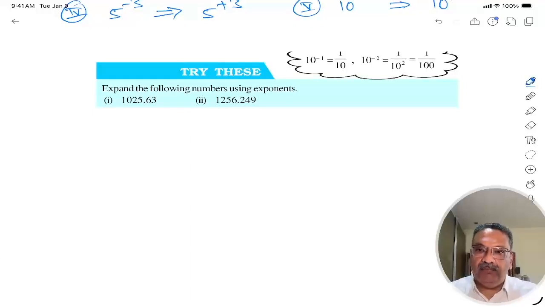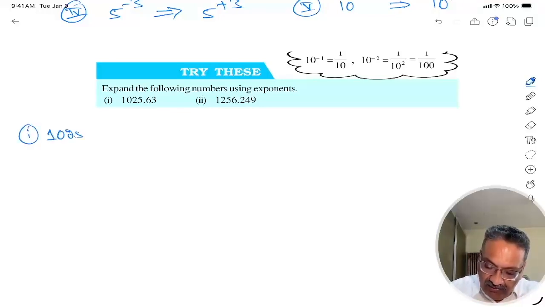Expand the following numbers using exponents. Using exponents, we have to expand these numbers. So the first one, let me take 1025.63. So 1 is in which place? It is in the thousandth place.